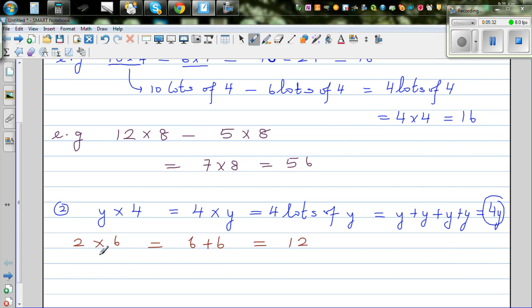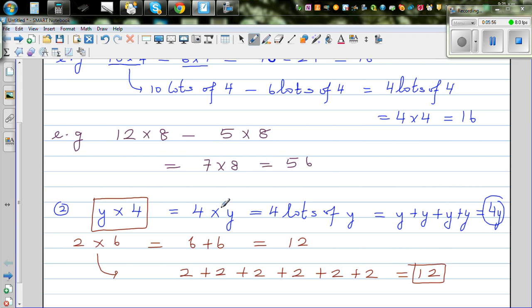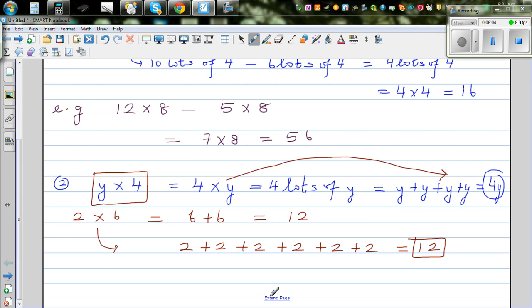Or the same thing can also be said as 6 lots of 2. So that is 2 plus 2 plus 2 plus 2 plus 2 plus 2. So there are how many lots? 1, 2, 3, 4, 5, 6. That's also 12. Okay, so basically y times 4 is 4 times y, and 4 times y is 4y. Okay, let's go to the next question.